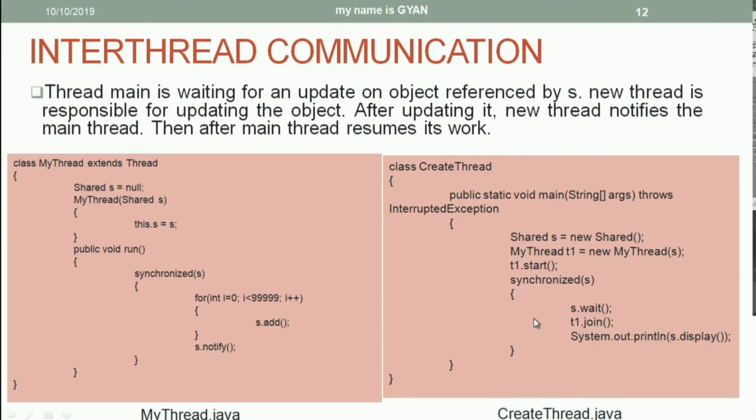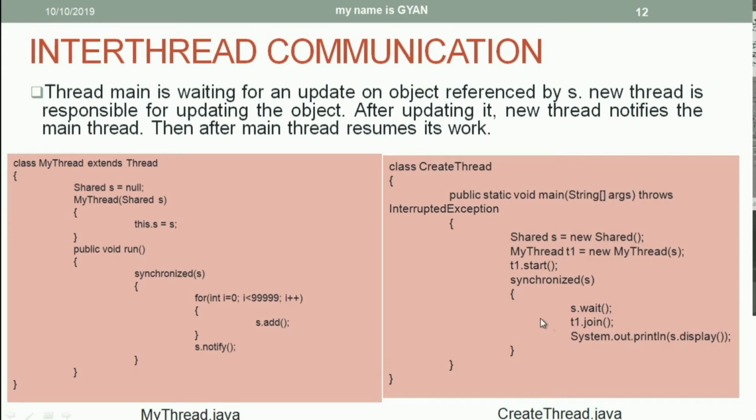So when the thread main releases the lock on an object whose reference is stored in the reference variable s, the new thread gets a lock on the same object. After that, the new thread calls the method this many times. When the for loop gets finished, the new thread calls the notify method by using the reference variable s to notify the thread main that it has finished its work. When the new thread calls the notify method, it releases the lock on an object whose reference is stored in the reference variable s, and the same lock is again acquired by the main thread. After that, the main thread calls the display method.